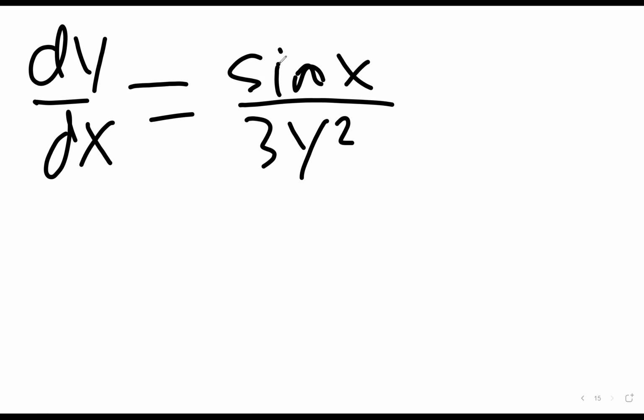Okay, so what is the first step? The first step is to separate the variables x and y. So that's the first important step. On the left hand side is the y variable, and the right hand side is the variable in x. This will give us the equation.